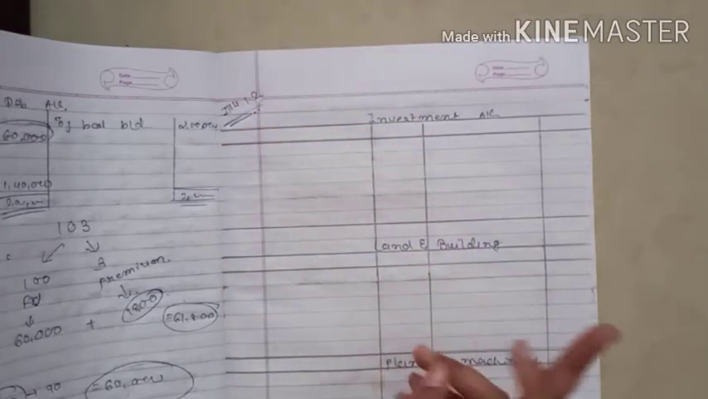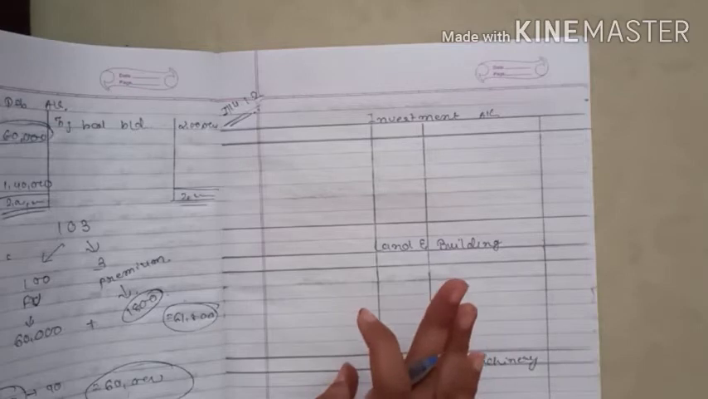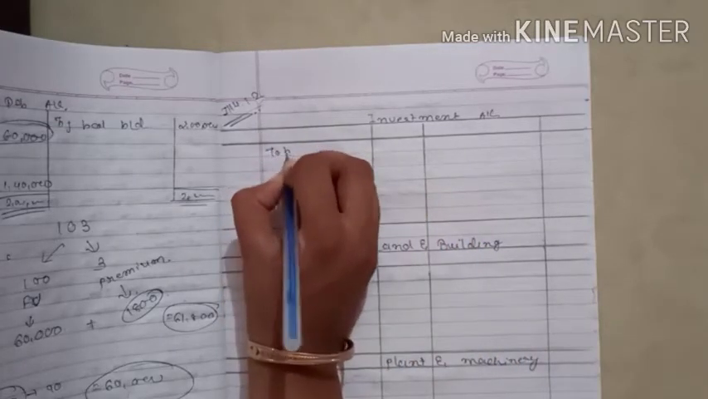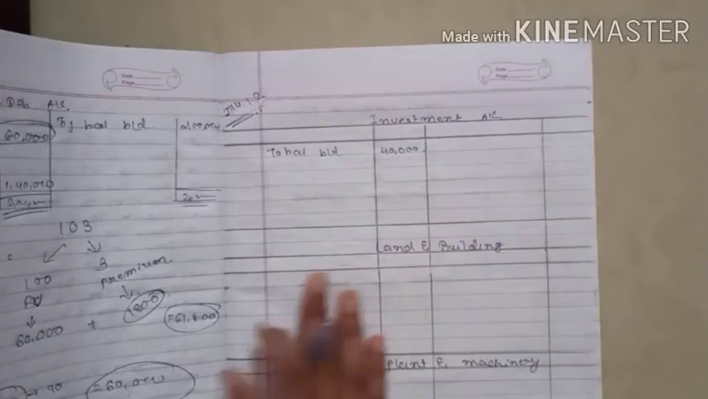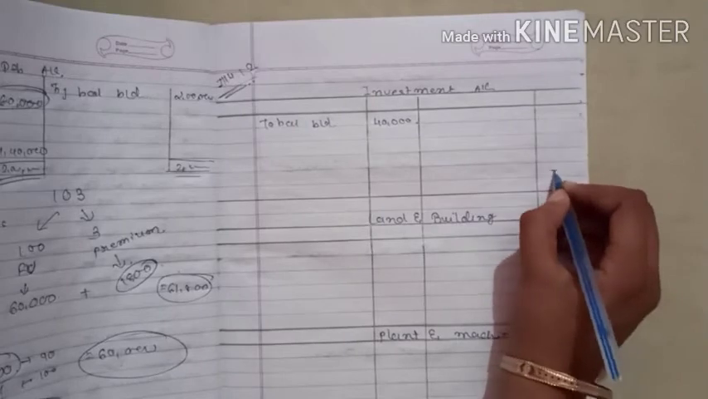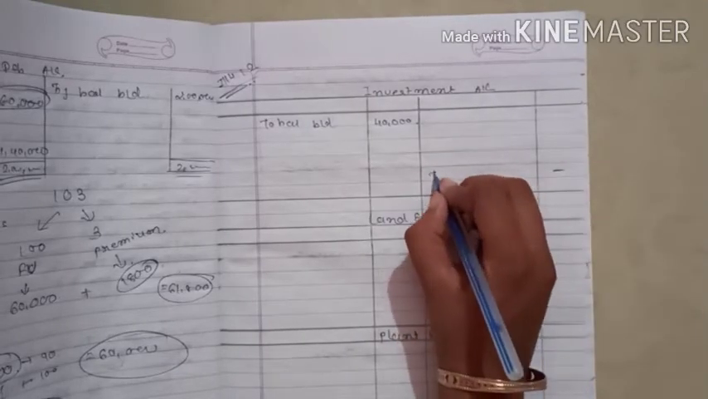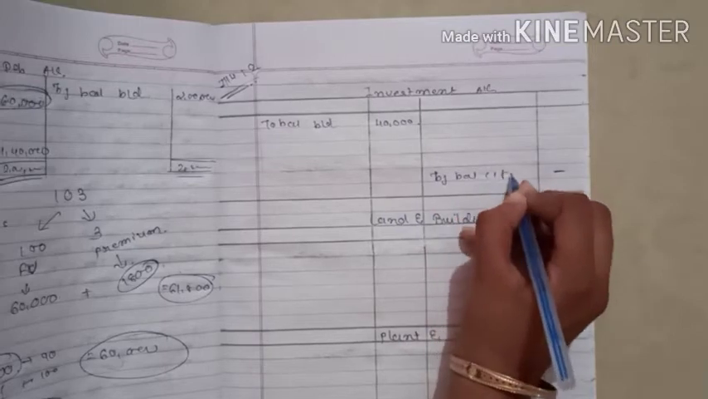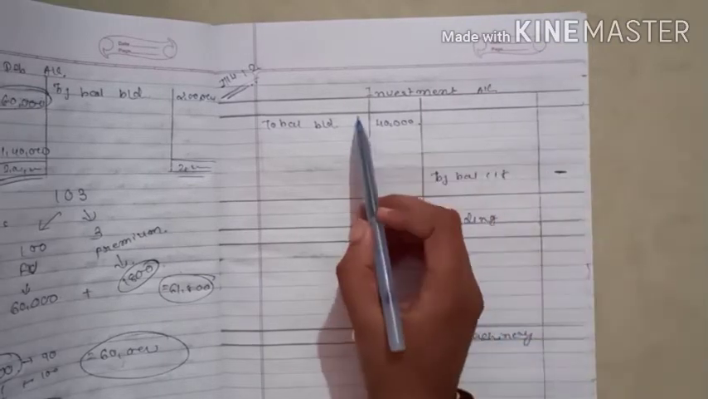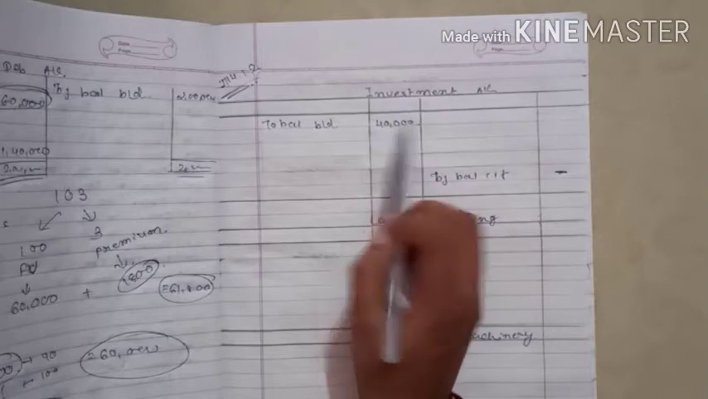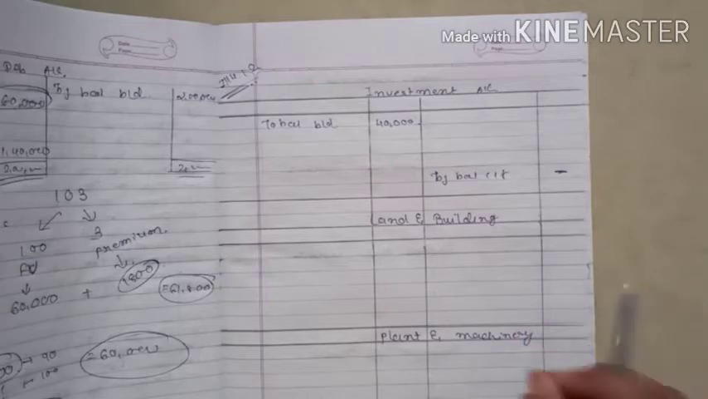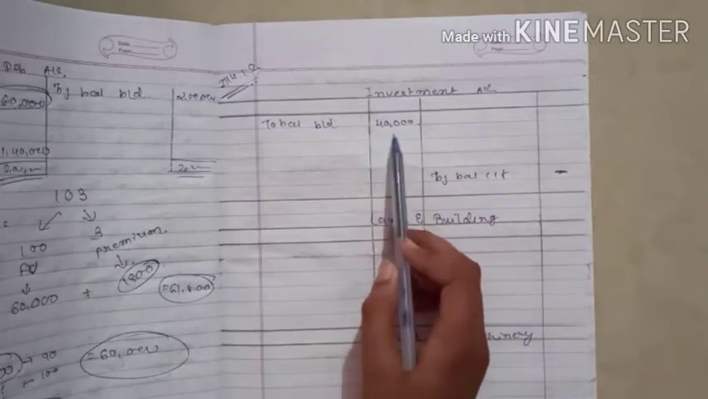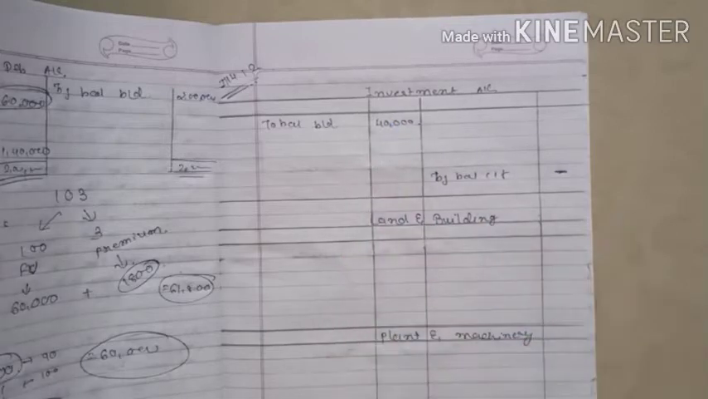We are writing opening balance and closing balance. Opening balance 40,000 is given. To balance brought down 40,000, and closing balance is given nil. So by balance carried forward would be nil. That means all the 40,000 investment is sold, but the information is given at 20% on its sales proceeds, while here we have the cost value. So we need to find out the value of the sales.